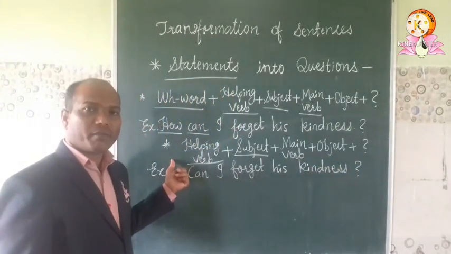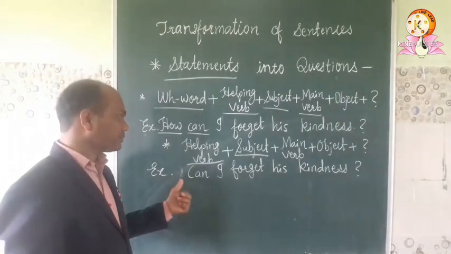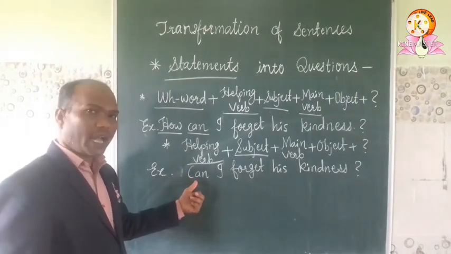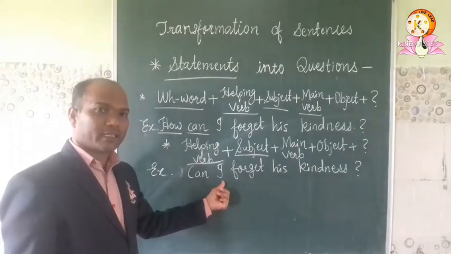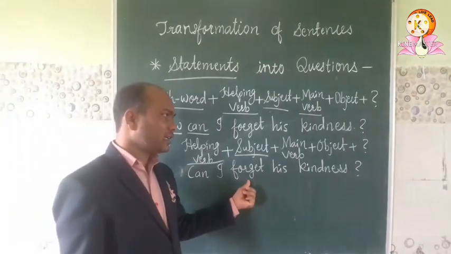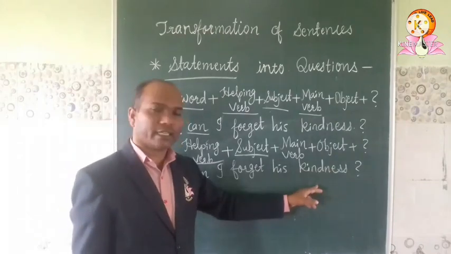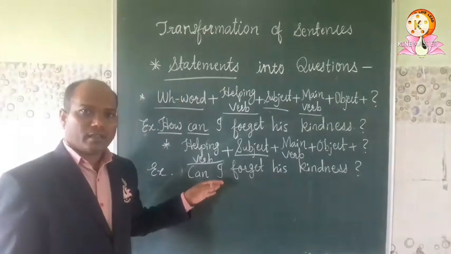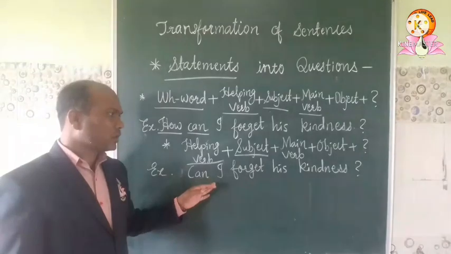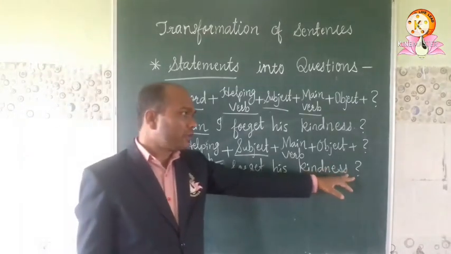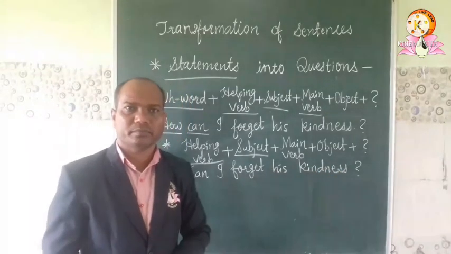Let's understand it with the help of example. Here, first helping verb can, subject I, main verb forget, kindness is an object, and this yes-no type of question also ends with the question mark.